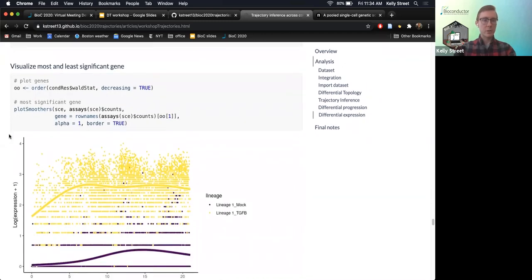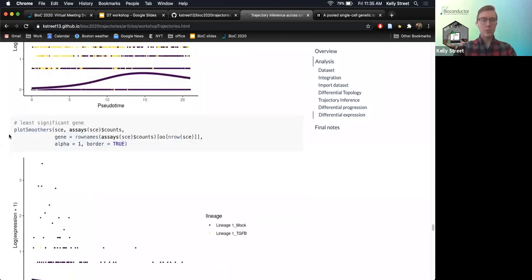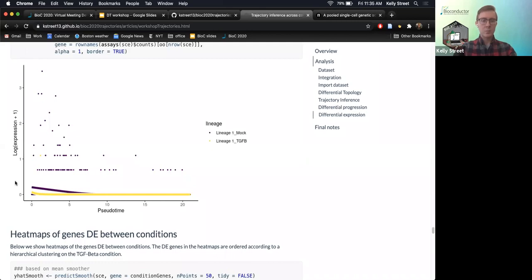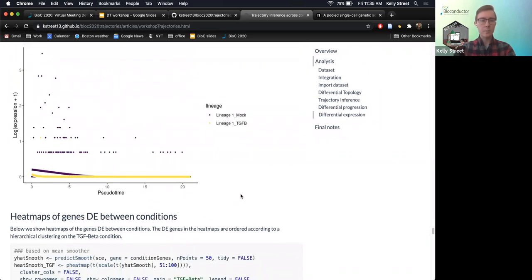So our most significant gene is plotted here, and you can see it's very strongly different between the two. It's not surprising. This is one of those that you would certainly hope you would pick up. Similarly, our least significant gene, pretty similar pattern. It's mostly off throughout both conditions. And so just as a sanity check, this makes sense. This is probably not differential expression.